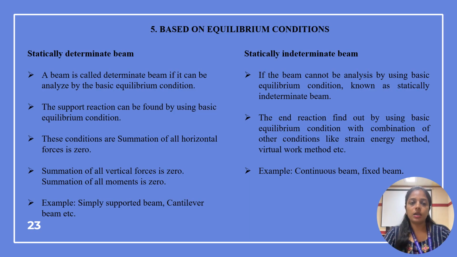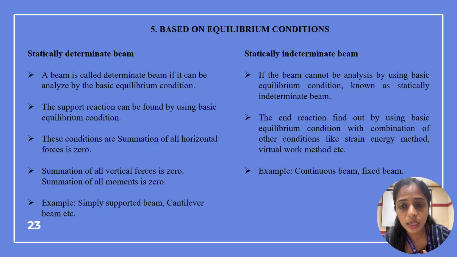Based on the equilibrium condition, there are two types of beam: statically determinate beam and statically indeterminate beam. The beam is called a determinate beam if it can be analyzed by the basic equilibrium conditions. The support reactions can be found using these conditions: the summation of all horizontal forces is 0, the summation of all vertical forces is 0, and the summation of all moments is 0. Examples of determinate beams are the simply supported beam and the cantilever beam.